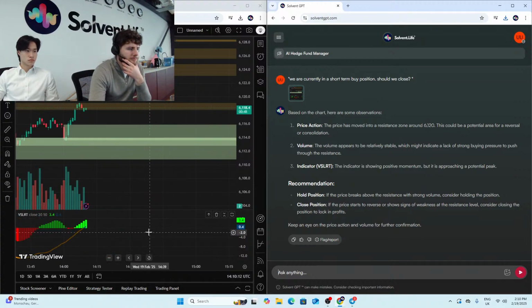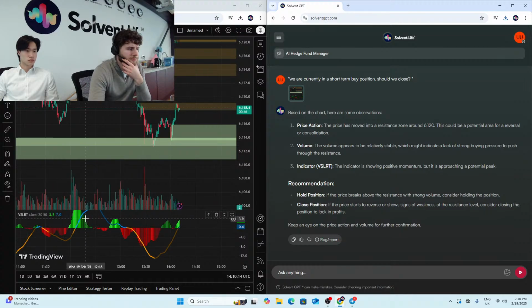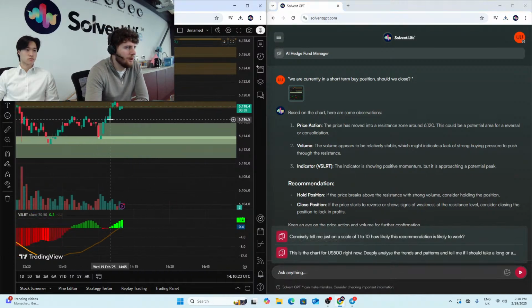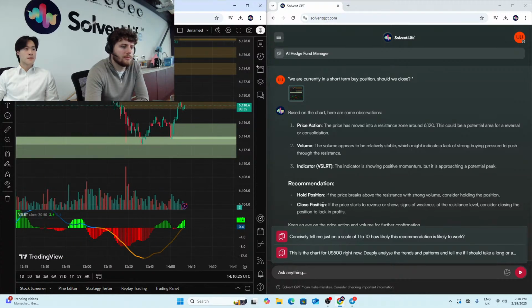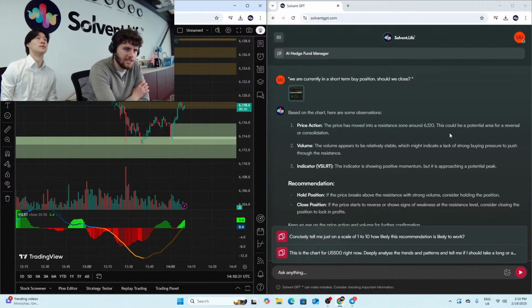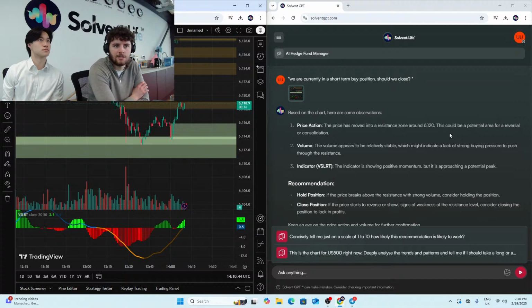Fantastic. So personally, I think we should wait for maybe one more minute and then see what we want to do. The software has told us the volume appears to be relatively stable, which might indicate a lack of strong buying pressure to push through this resistance level. Price action wise, price has moved into a zone of around 6,120, which could be a potential area for reversal or consolidation.